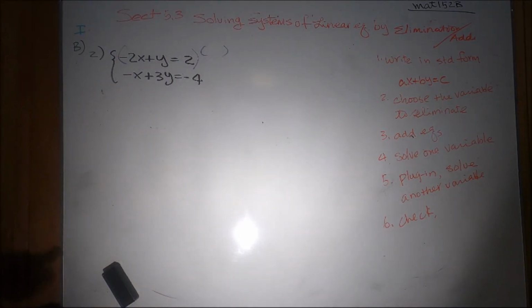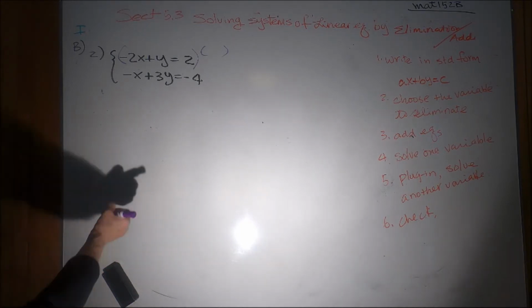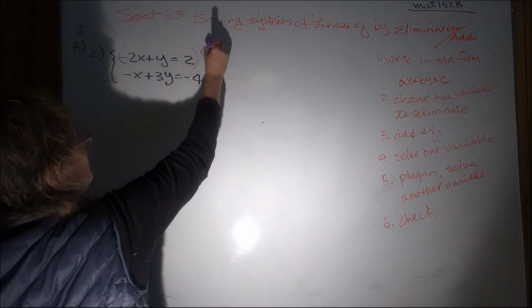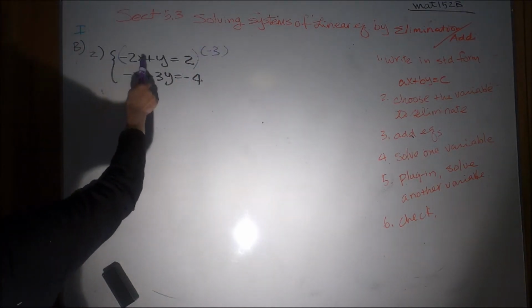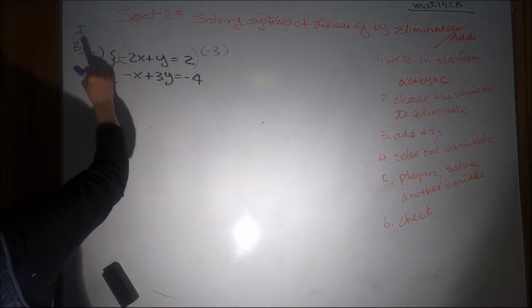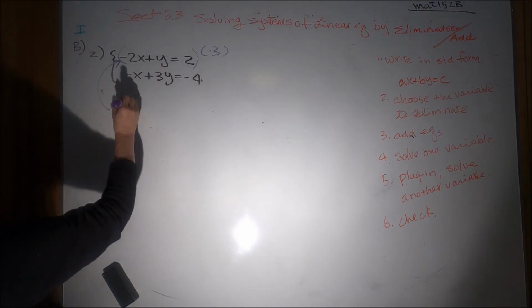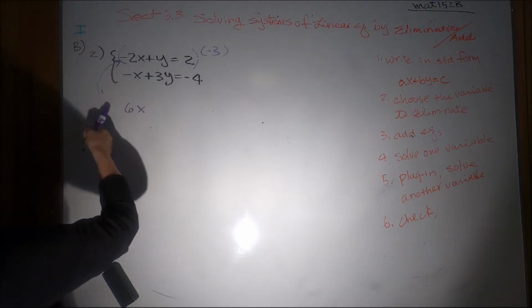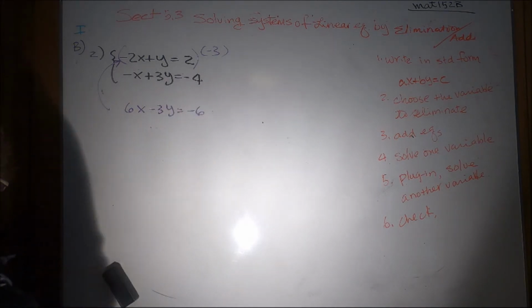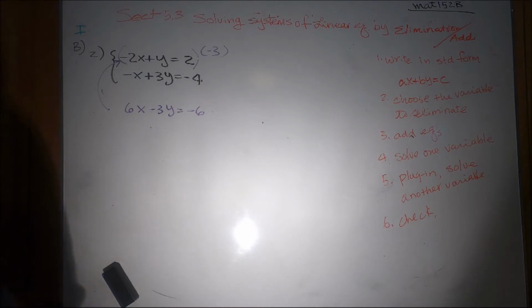One has to be positive, one has to be negative. At the same time, if one is negative 3, the other is positive 3. If one is negative 2, the other should be positive 2 to cancel. So I decided to cancel y. I have to multiply what? Everything by negative 3 for the first one. So what would I have for the first one? Take care of your signs. 6x minus 3y equals what? Negative 6. That's the first one.